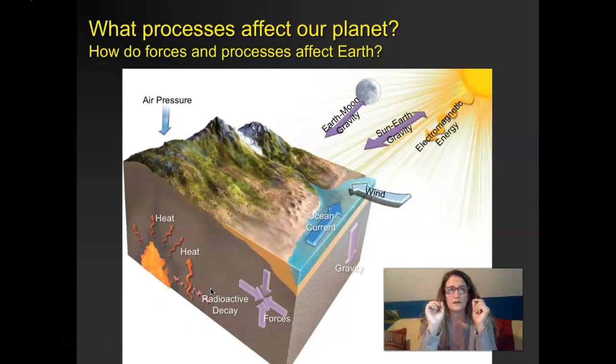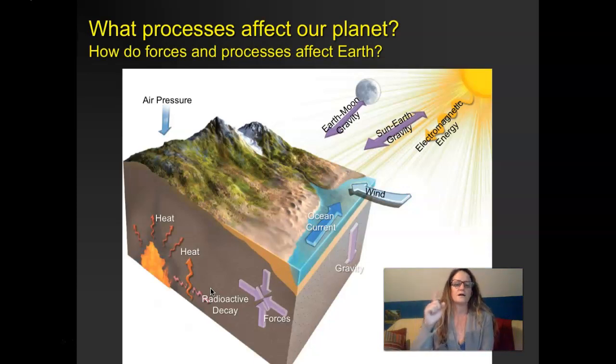So when atoms form, they can be isotopes, and those isotopes can be not stable. And when they're not stable, they fall apart, that is they decay, and that's radioactive decay of unstable isotopes. There are, of course, stable isotopes, like oxygen has different isotopes. So we have stable and unstable. The unstable ones inside the earth give us some heat inside the earth.